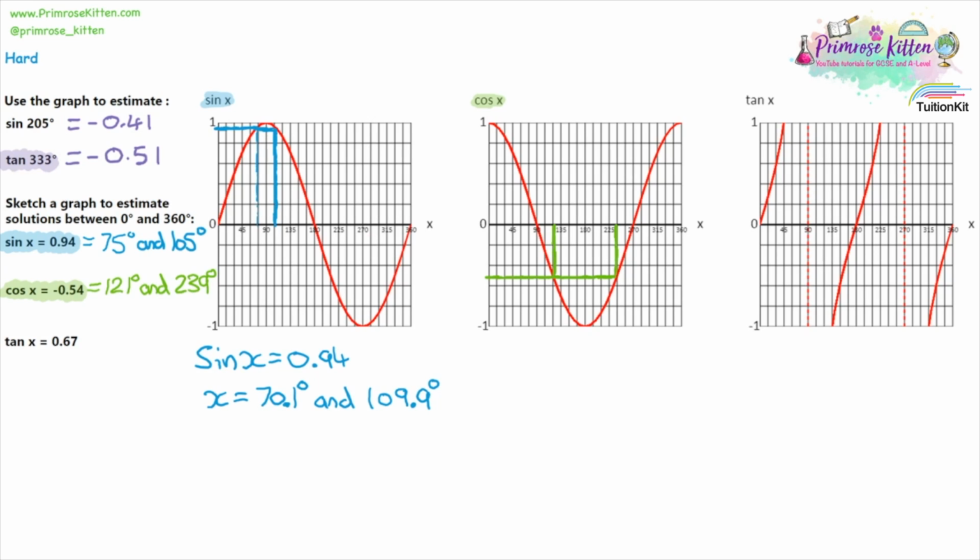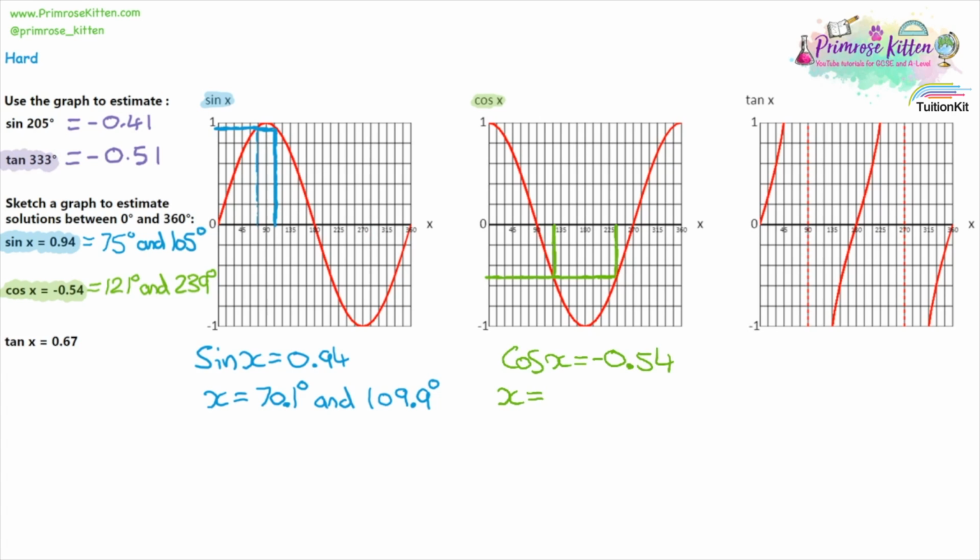And a last bit of checking our answers. On a cos graph, those two numbers are going to add up to give us 360 degrees if the answers are between 0 and 360. Now looking at the calculator version, let's see how close my estimates are. So cos x is equal to negative 0.54.